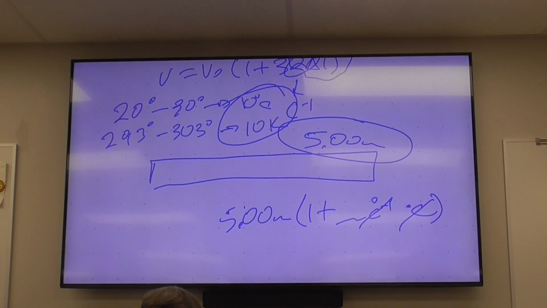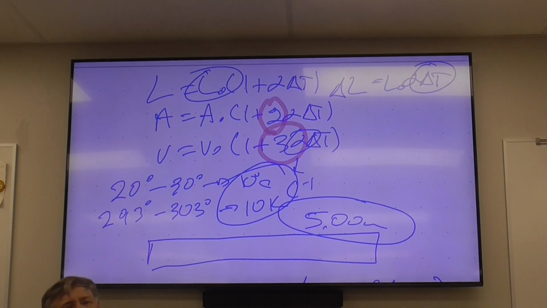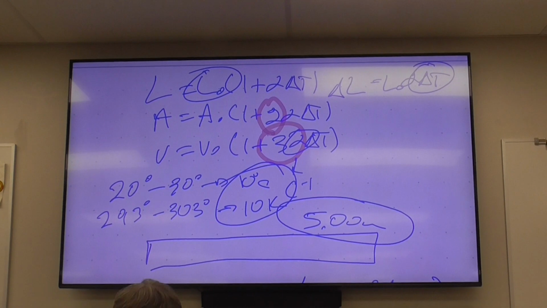So if you look at this in terms of area, why do you think on area we have a 2 in there? And in volume, we have a 3 in there. How many dimensions? Yeah, area has 2 dimensions, therefore we have a 2. Volume has 3 dimensions.